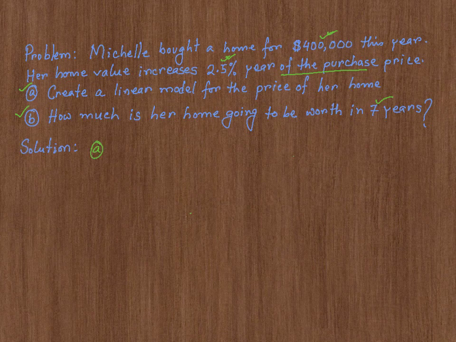We are going to use the linear model in the slope-intercept form y is equal to mx plus b. However, I am going to replace this x with t, so y is equal to mt plus b. The reason I am going to use t is because we are dealing with time as an independent variable, because the price of the home is dependent on how much time has gone by, and we are counting time in years.